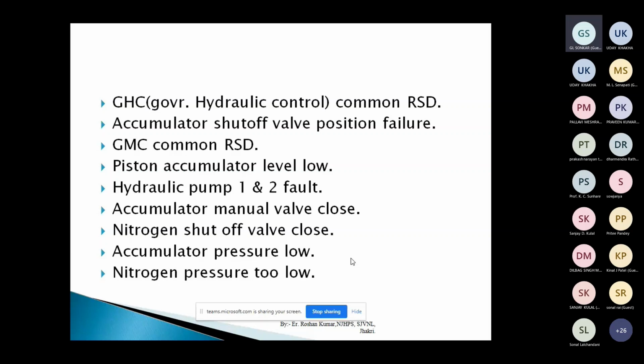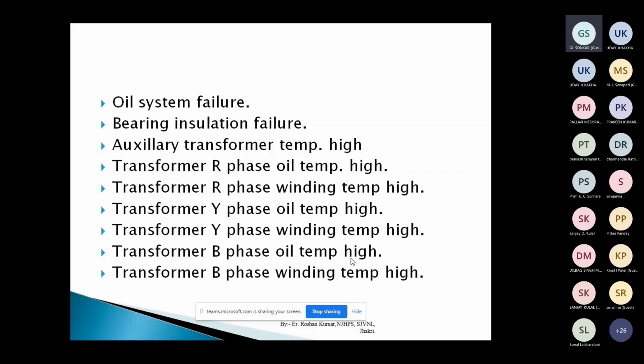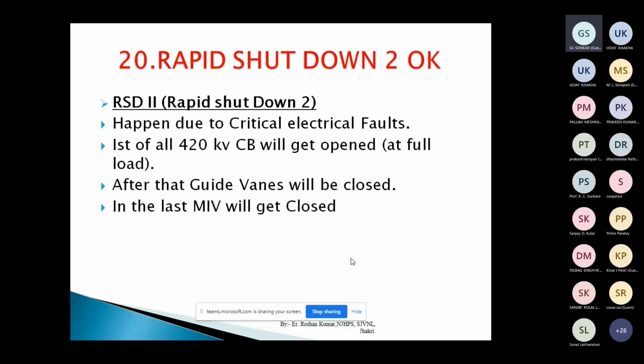GMC RSD, piston accumulator level low, hydraulic pump 1-2 fault, accumulator manual valve close, nitrogen setup valve close, accumulator. Then oil transformer R phase, Y phase, B phase oil and winding temperature high, bearing insulation fail. These are all the mechanical faults. They are again connected to an AND gate, then the AND gate output is connected to the RSD button. Any of the faults occurring means the RSD button will operate.